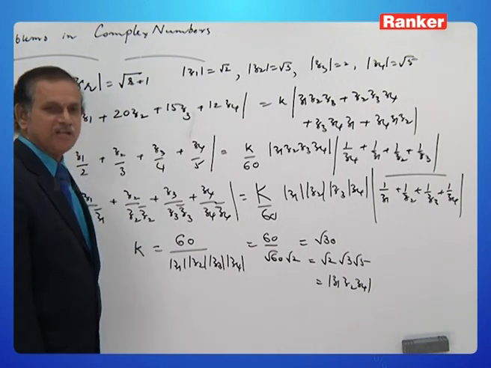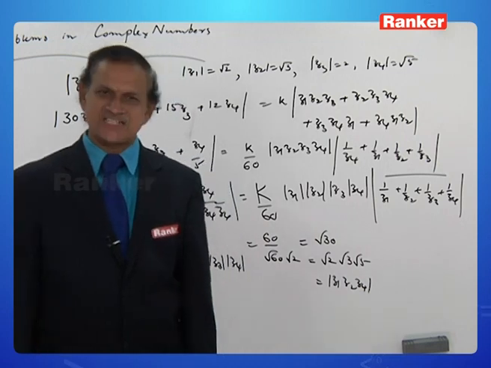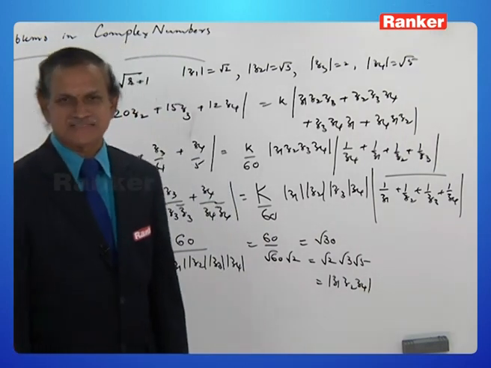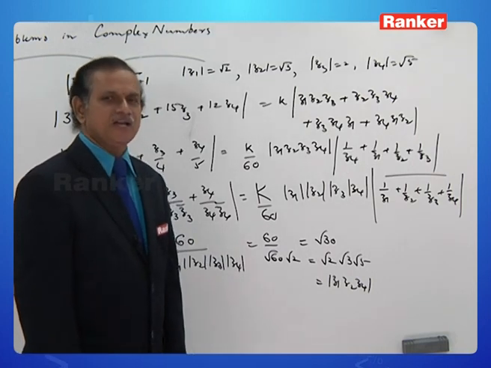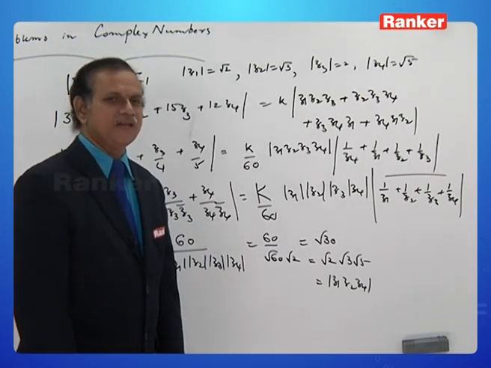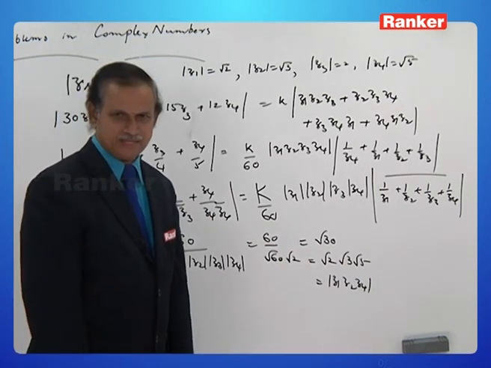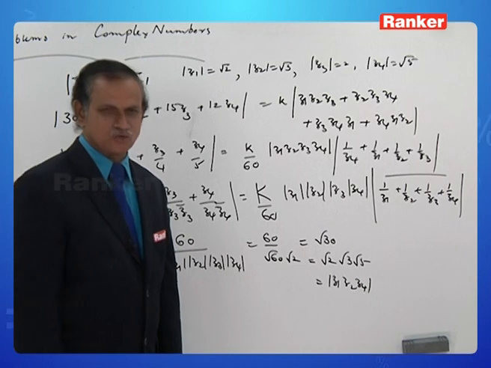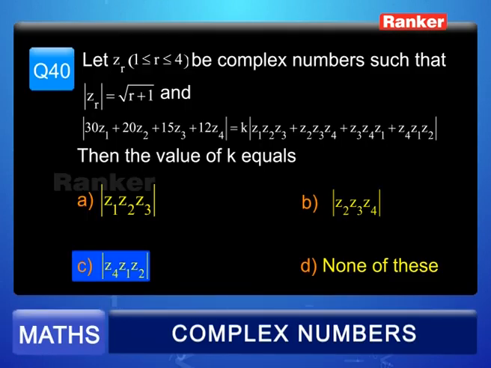Therefore, what is the value of K? The numerical value is, of course, square root of 30. And if you want to express that in terms of Z1, Z2, etc., it will be mod Z1, Z2, Z4. That is, option C is, of course, the right option among them. Therefore, the right answer is root 30, that is, mod Z1, Z2, Z4, and the right option is C. That is the question.